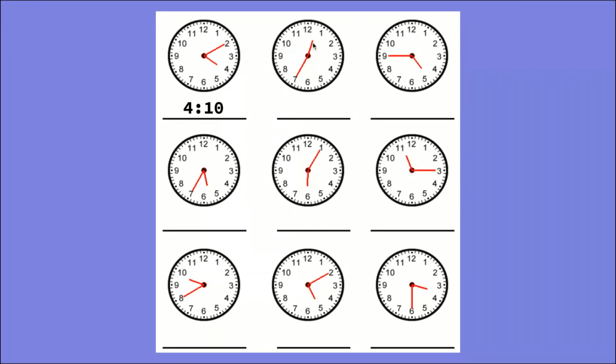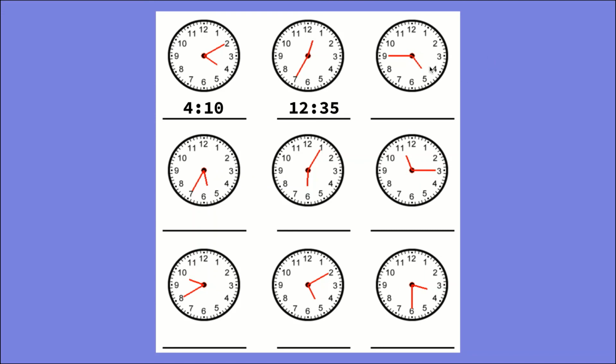Let's see. Well, it's in between, the hour hand's in between the 12 and the 1. If it's in between two numbers, I always go with the number that comes before. So that would be 12. And then the minute hand is pointing to the 7. I know that 7 represents 35 minutes. So the time is 12:35 in this case. All right. I'll do one more with you.